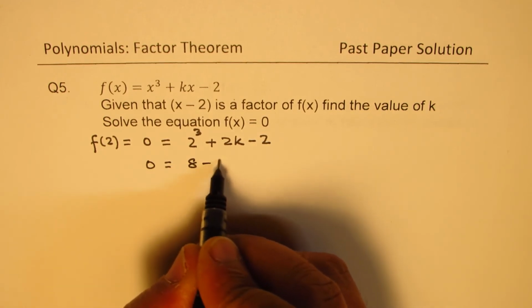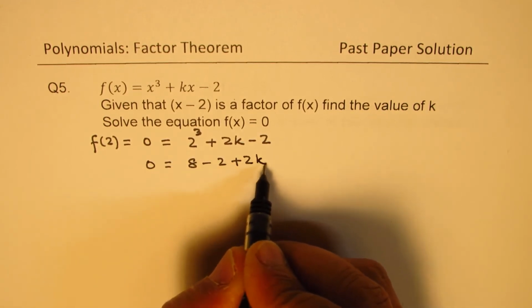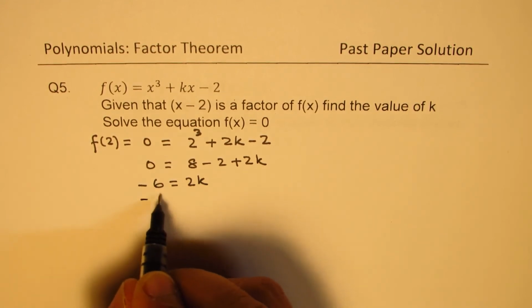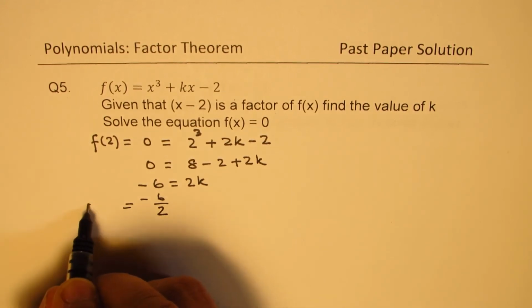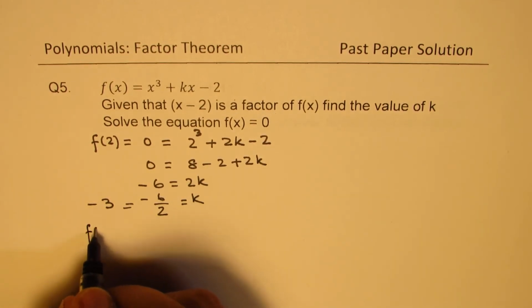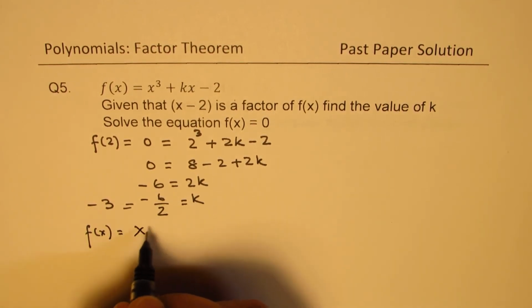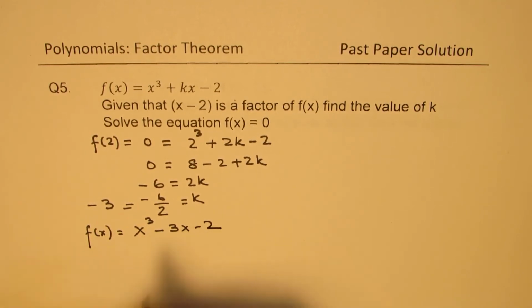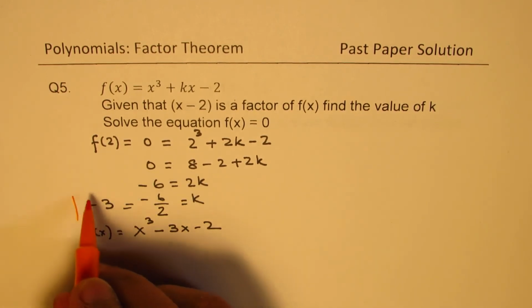This is 8 minus 2 plus 2k. Okay, so 6. So minus 6 is equal to 2k, or minus 6 divided by 2, which is minus 3, is equal to k. So therefore, the function for x is x cubed minus 3x minus 2, right? So first part is the value of k, which we found as minus 3. So let me highlight this.